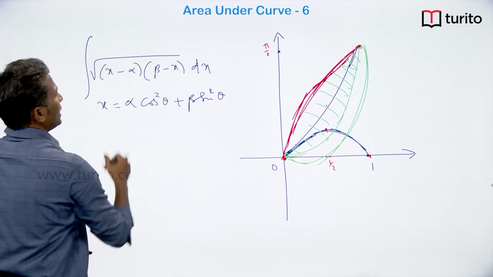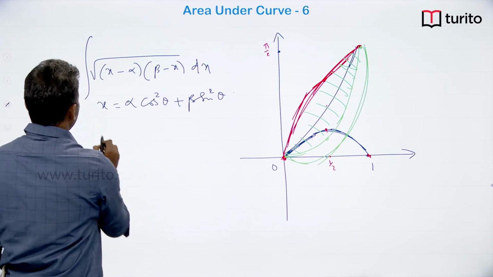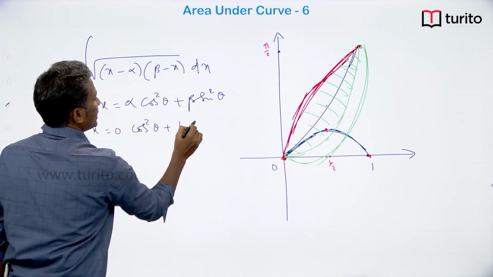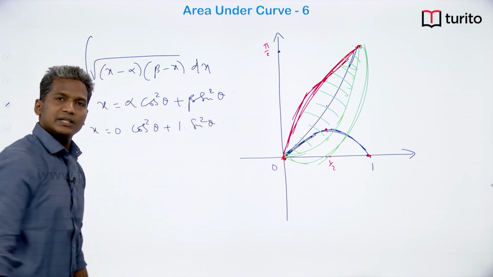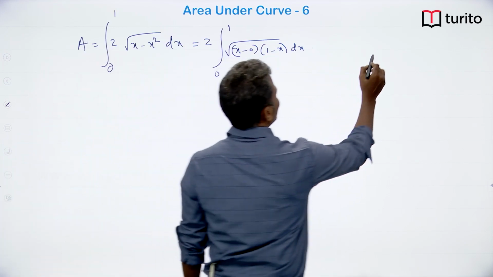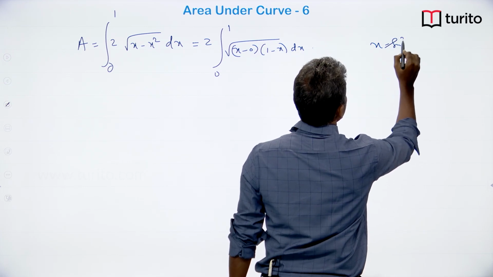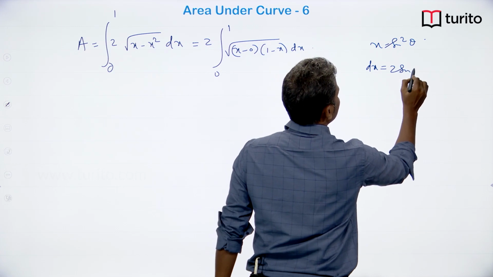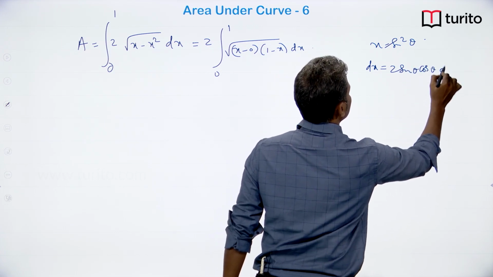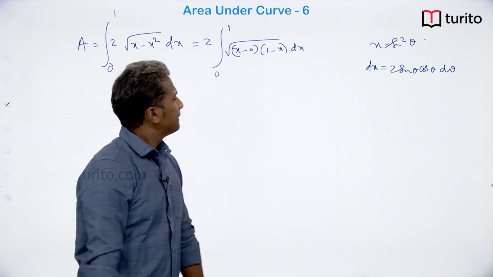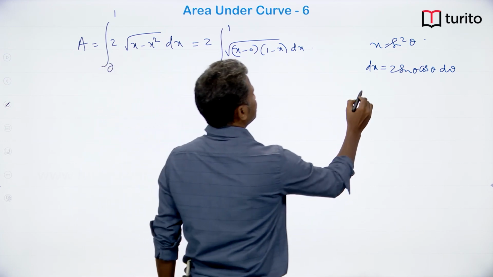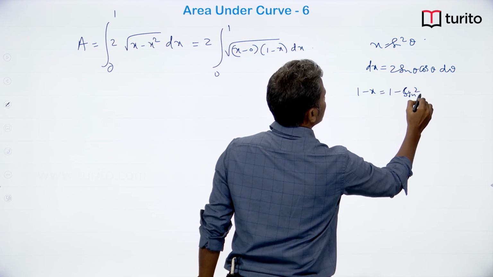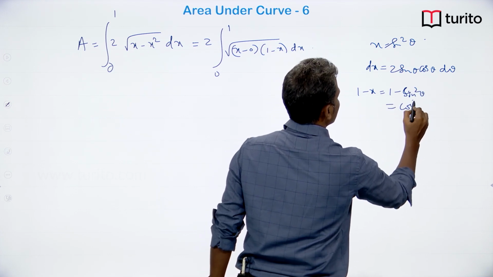So here in our particular case, we can take x as 0 into cos square theta plus 1 into sin square theta, which becomes basically sin square theta. So I am basically taking x equal to sin square theta. That will give me dx equal to 2 sin theta cos theta d theta. This is clear. And 1 minus x becomes 1 minus sin square theta, which is basically cos square theta.